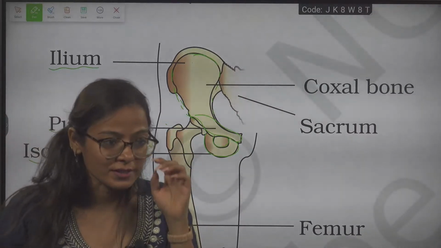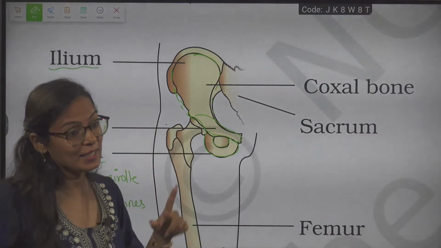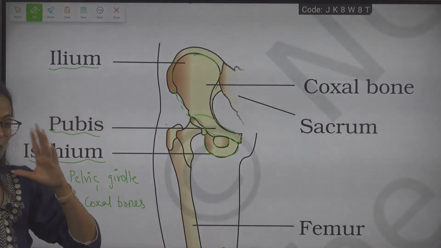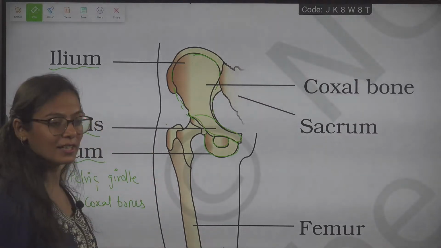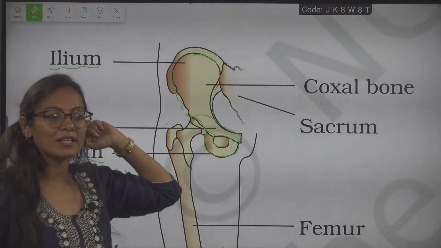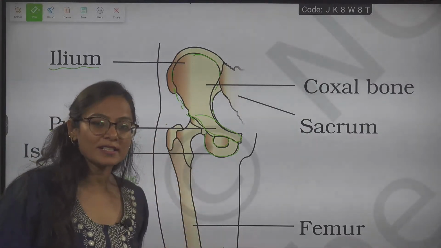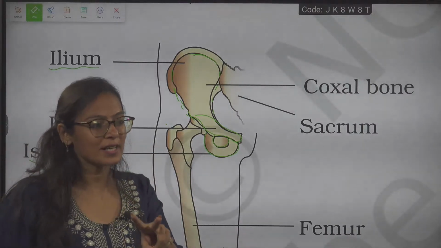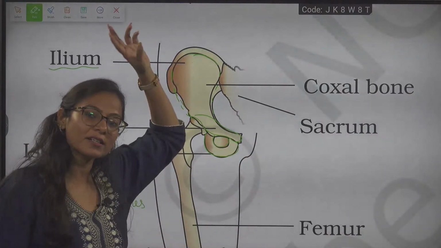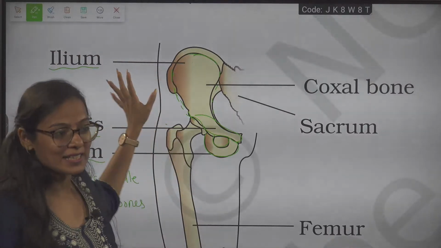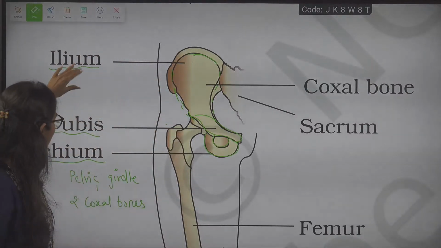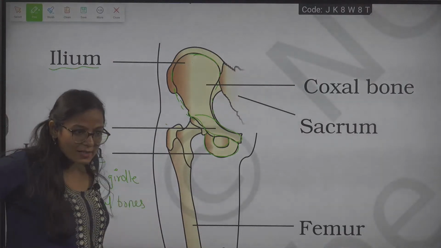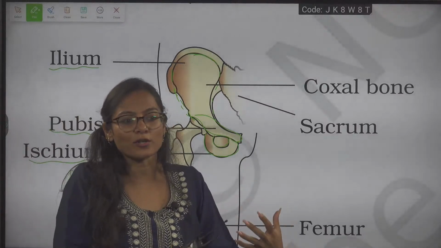No, this ilium is different. This ilium is different, and the ileum of your small intestine, that is different. If you focus onto the spelling, this is ILIUM, and the one which is a part of small intestine, that is ILEUM. Here it is ILI, right? So both the words, they are totally different. One is the part of your hip bone and the other one is small intestine. So these three, they are getting fused, they make up one coxal bone, and this entire hip region, it is composed of two such coxal bones.